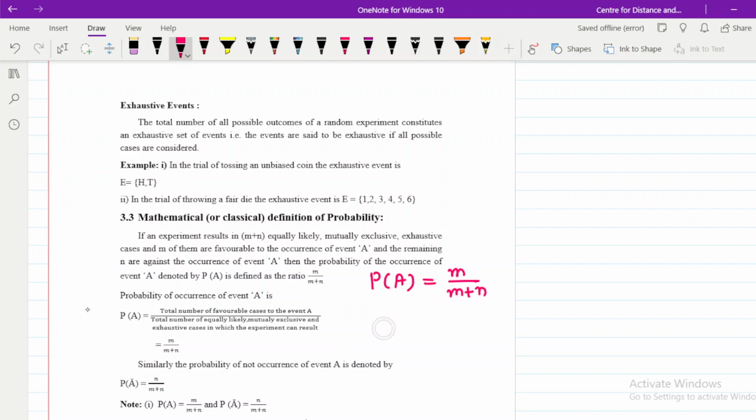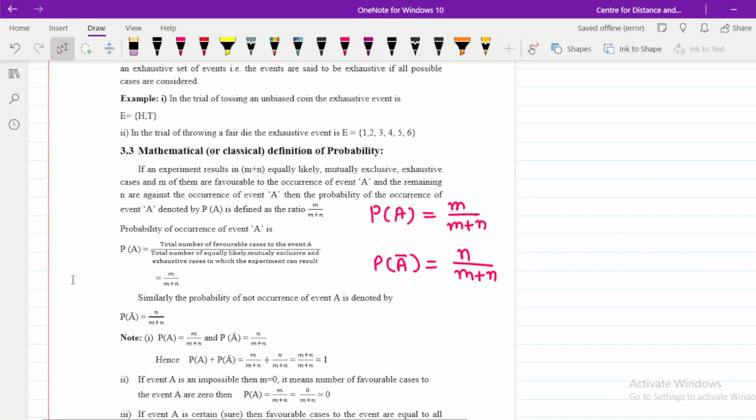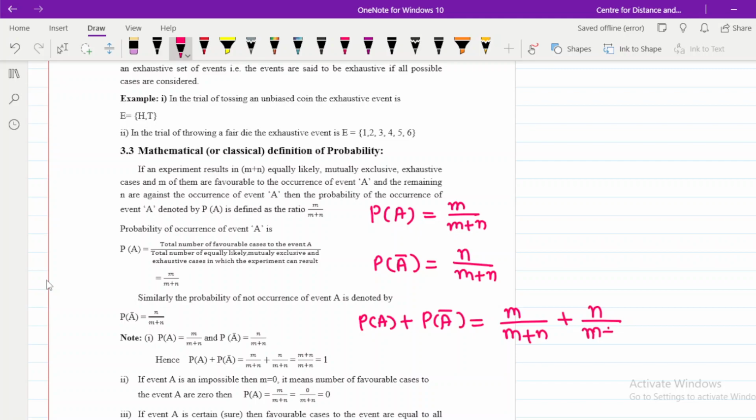Similarly, the probability of non-occurrence of event A, which is denoted by P of A bar, is equal to n divided by m plus n. And we get P of A plus P of A bar, which is equal to m divided by m plus n plus, what is the value of P of A bar? P of A bar is equal to n divided by m plus n. The denominators are the same, therefore we get m plus n divided by m plus n. Cancel out the term m plus n from numerator and denominator, we get the answer 1, that is P of A plus P of A bar is equal to 1.